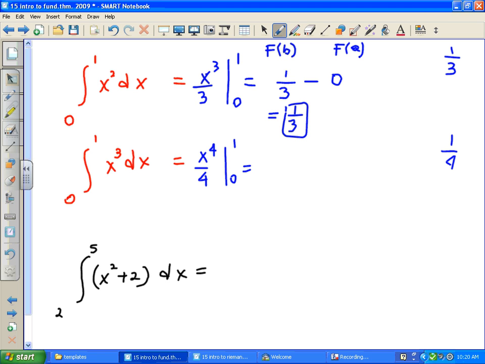Always plug in the upper limit first. That's your f of b. So you're going to get 1 to the 4 over 4, which is 1/4. Then substitute the lower limit. And that gives us 0. So the answer is 1/4. Once again, a very tedious problem turned into something very, very simple.